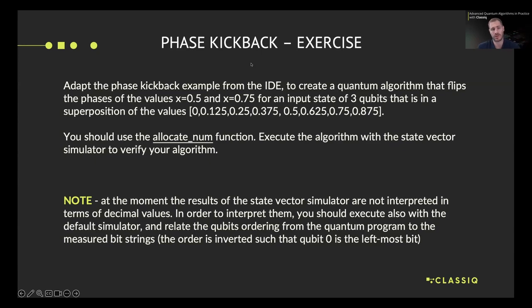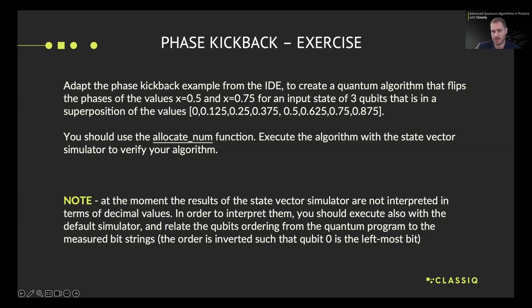So what you need to do now is, from the phase kickback implementation that we viewed, go to the model tab, and then from this to the tutorials. So from the IDE, create a quantum algorithm that flips the phases of the values x equals half and x equals 0.75 for an input state of 3 qubits that is in a superposition of all the values between 0 and 1.